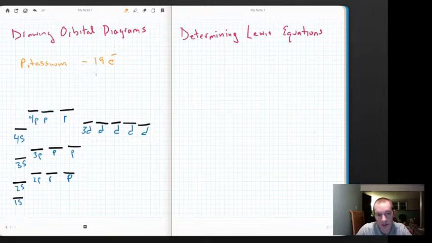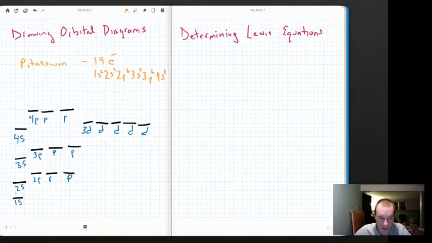So if we draw the electron configuration for that, we come up with 1s2, 2s2, 2p6. At this point, we've got 10 electrons. 3s2, 3p6, which includes 18 electrons, and then finally 4s1. When we look at this, we can count the total number of electrons as 19, and now it's just a matter of placing them from low energy to high energy.